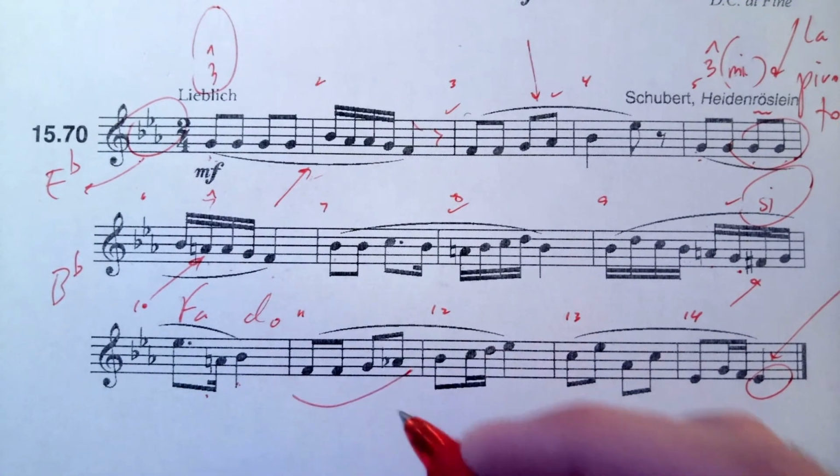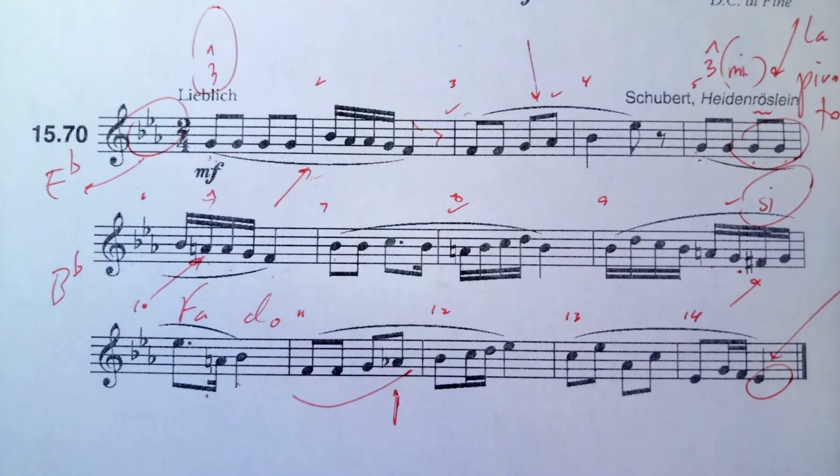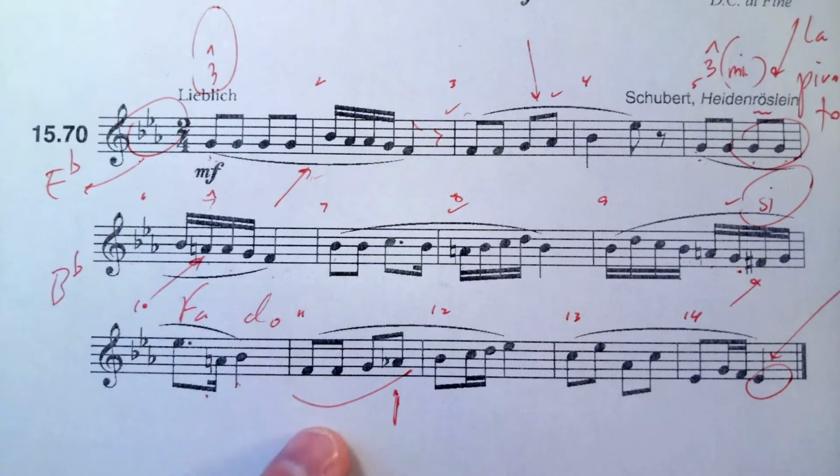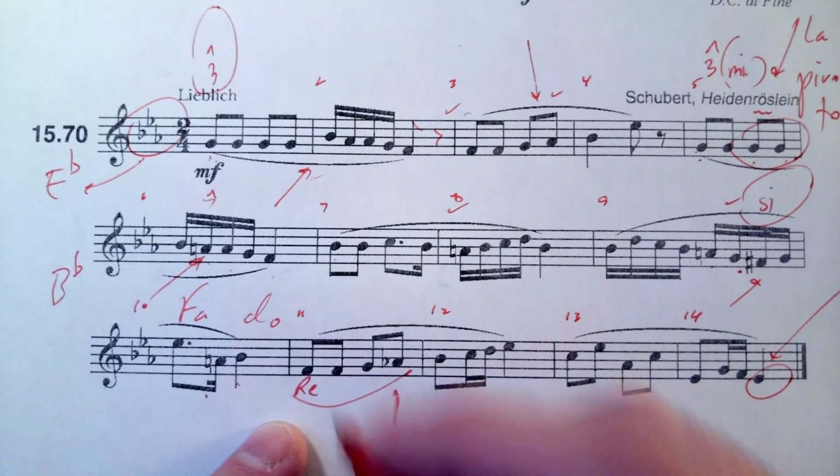Now look what happens. The A flat returns. So this goes back to the old key of E flat major. So now we need to pivot here on this long note and use these notes as if they were in the key of E flat major. So this would be a re.